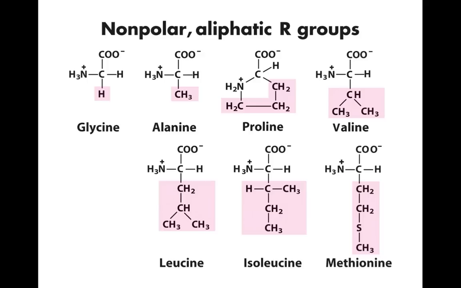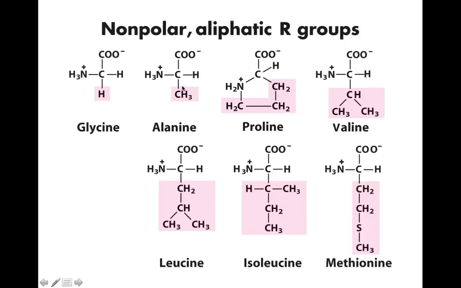Please note that this amino group here is not part of the R group. The R group for proline is CH2, CH2, CH2. The only thing that is different from the other amino acids is that this carbon here completes a ring by bonding with the nitrogen of the amino group. So we have broken up the 20 common amino acids into different categories based on their R groups.